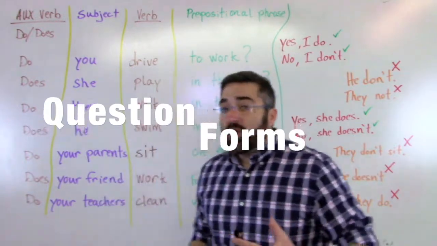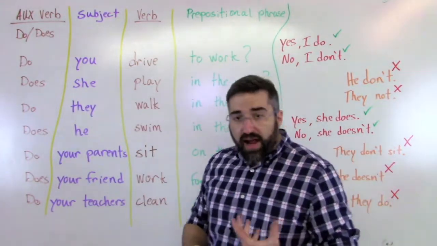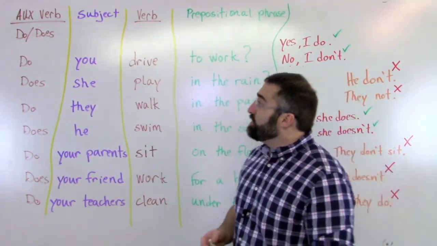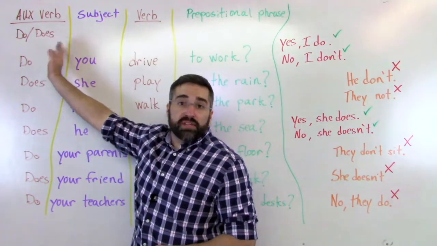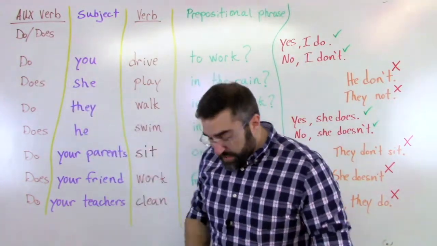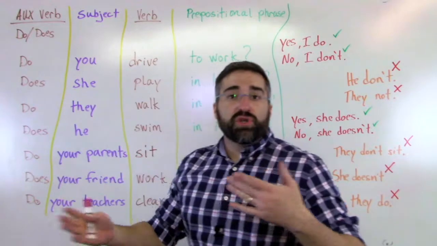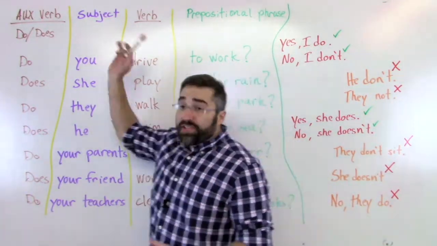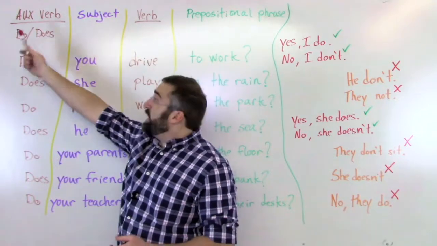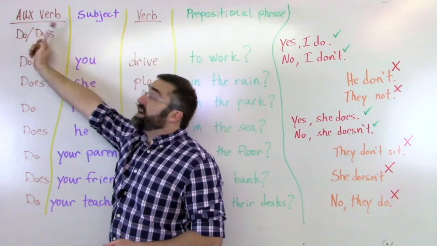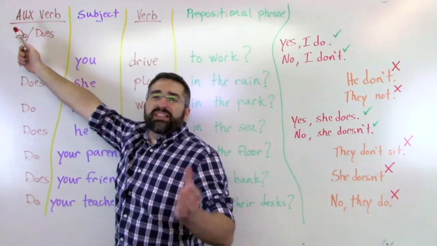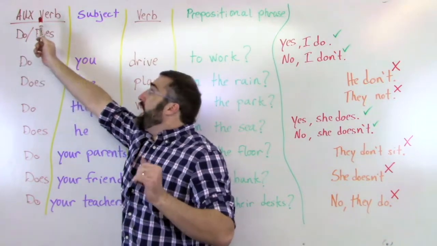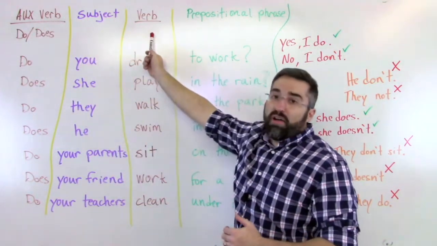Okay, so let's look at questions and how to make questions with the verb do and does. These verbs, do and does, are one verb, two different forms, right? So at the top here I have what we call these, okay? Do and does is an auxiliary verb. That just means it helps the other verb.